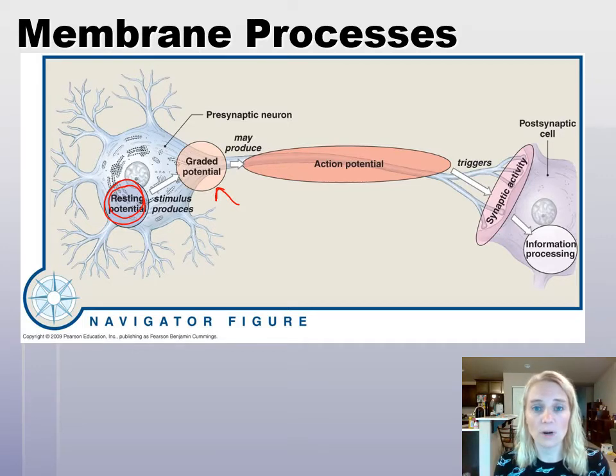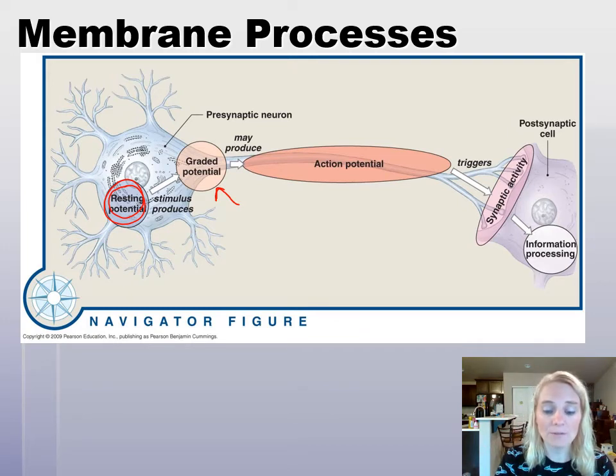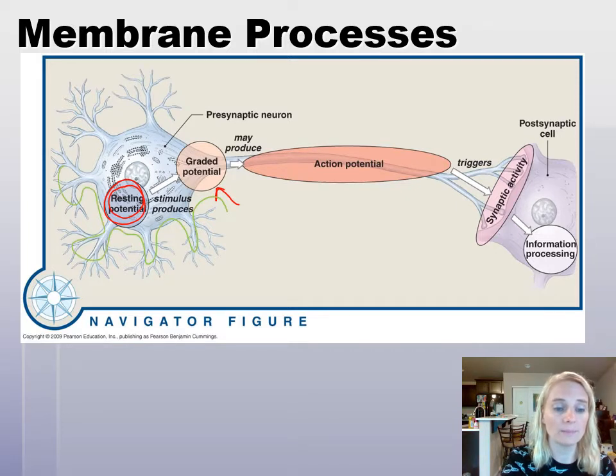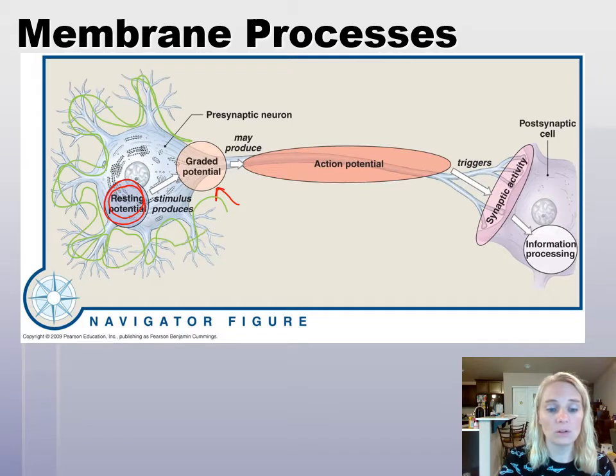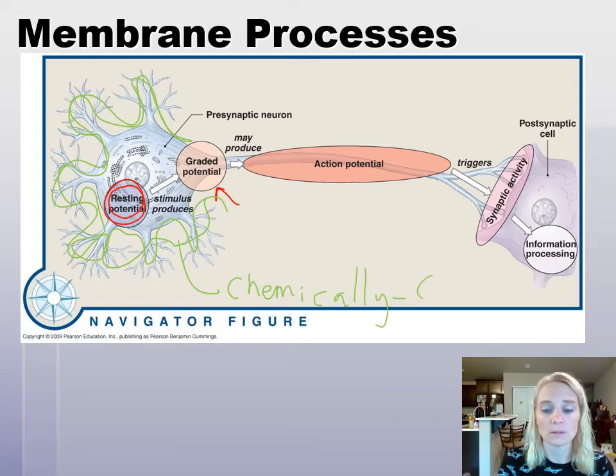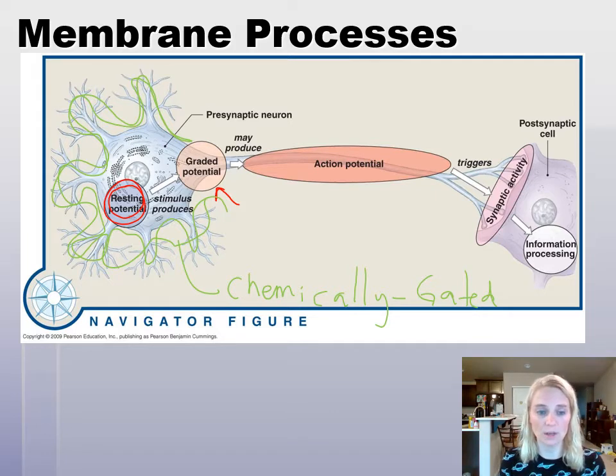Before we move on, I wanted to make something very clear, and if you can remember this, it will help you as you're learning the differences between graded and action potentials. Everything along the cell body and dendrites, so all of this membrane that's covering the cell body and dendrites, all over this, these have chemically gated channels. Okay, that's it. Chemically gated channels on the cell body and dendrites.